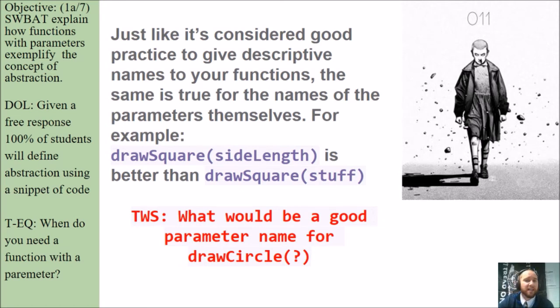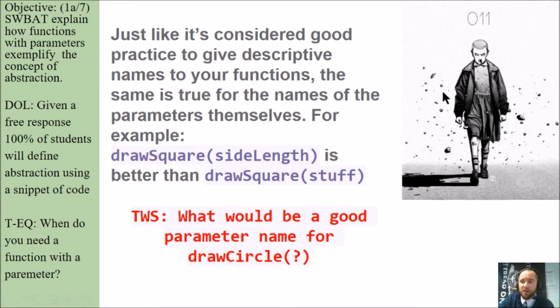It says here, just like it's considered good practice to give descriptive names to your functions, the same is true for the names of the parameters themselves. So for example, draw square, now this is the side length. It's better to say it like this than draw square and then like stuff, or draw square side. Being detailed in your code is very helpful, not only to yourself, but to anybody who may need to read your code. Think, write, share here: what would be a good parameter name for draw circle?